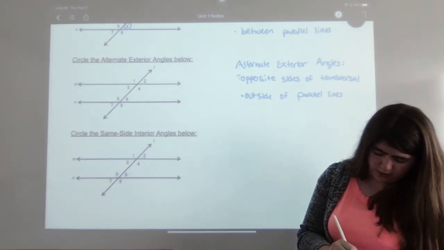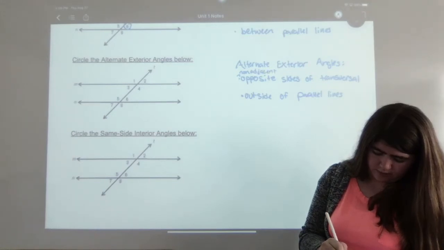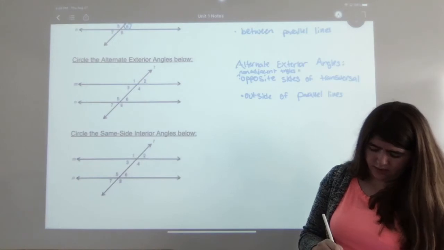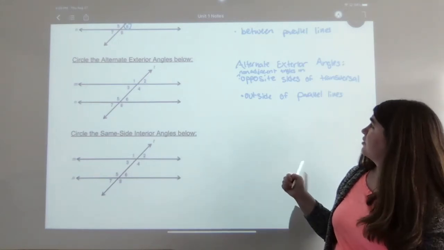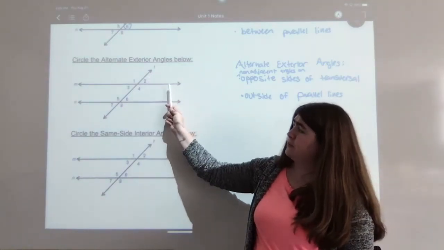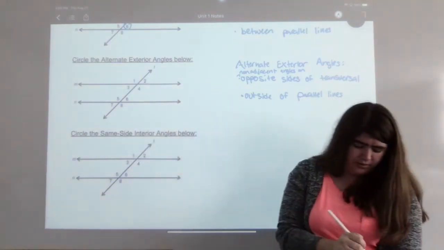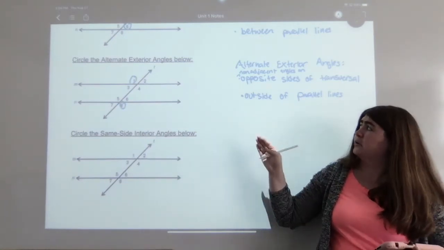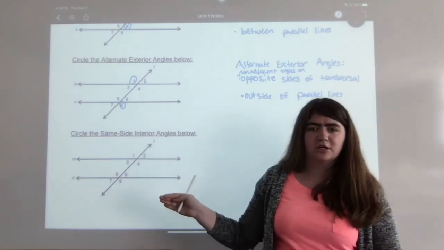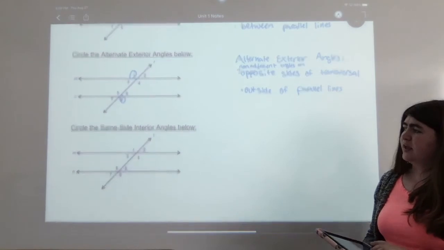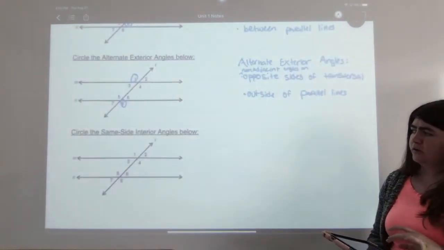I'm going to draw a little caret. Non-adjacent angles on opposite sides of the transversal. Alright, so if they're non-adjacent, I can't pick 1 and 2, but 1 and 8 would work. So 1 and 8 are on opposite sides of the transversal, and they're both outside of the parallel lines, and they're not adjacent. Alright, last we have the same side interior angles.